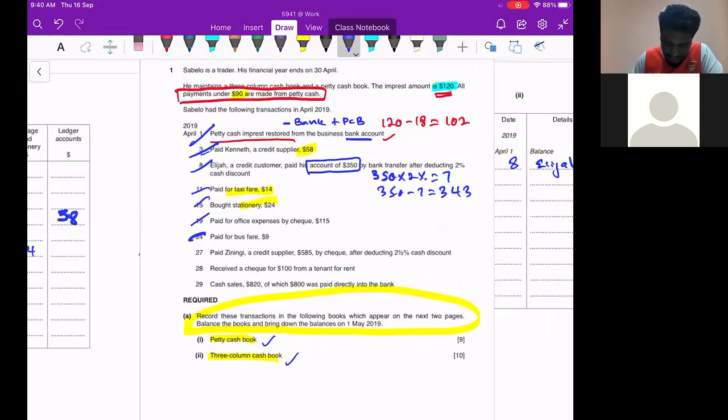Paid Ziningi, a credit supplier, 585, by check after deducting 2.5% cash discount. So is this one after discount or before discount? Yes, it's after. Okay. How much is the discount? Can you calculate? 585 over 97.5 times 2.5.